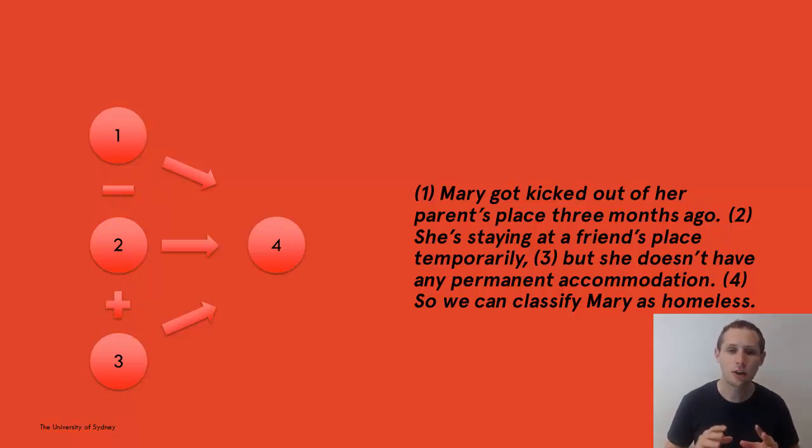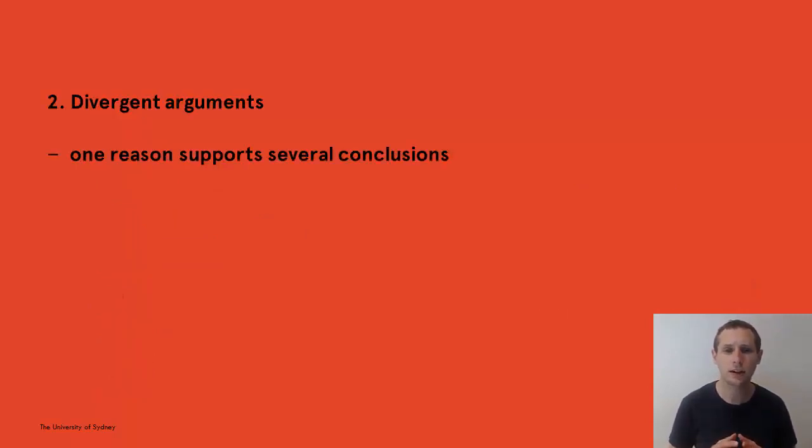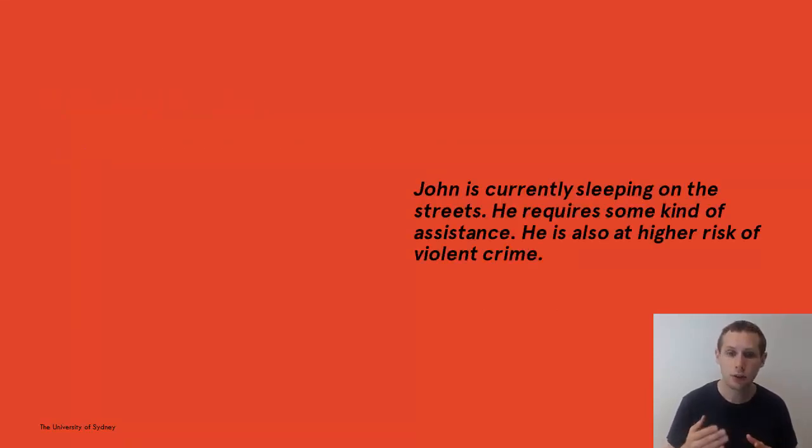In contrast with convergent arguments like these, where a number of reasons support a conclusion, in divergent arguments, one reason supports several conclusions. An example of a divergent argument might be, John is currently sleeping on the streets. He requires some kind of assistance. He is also at high risk of violent crime. A divergent argument like the example can be represented like this.